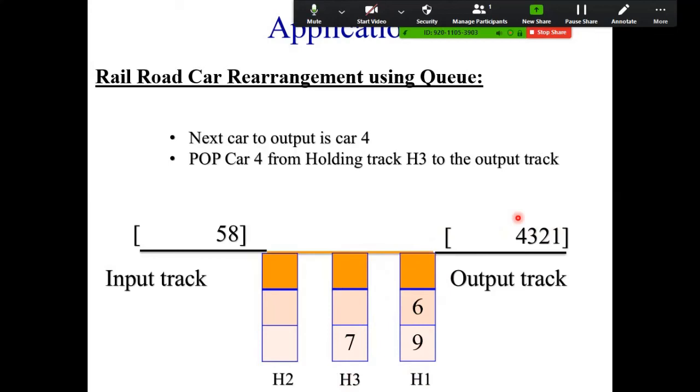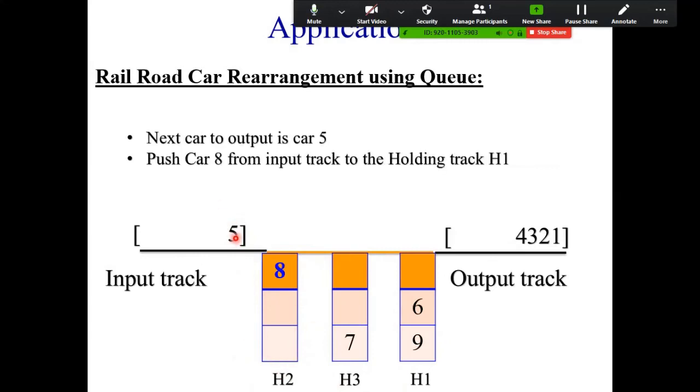So next car to be output is what? 5. But still it is in the input track. Before 5, car number 8 is there. What do I do? I take this car number 8 and push it into H2. Why use H2? Why can't it be H3 and H1? Because I cannot shift all the elements towards the top. Then I cannot push. It's a costlier process. That's why I use one extra holding track, H2. Now I'm going to push this car number 8 into holding track H2.